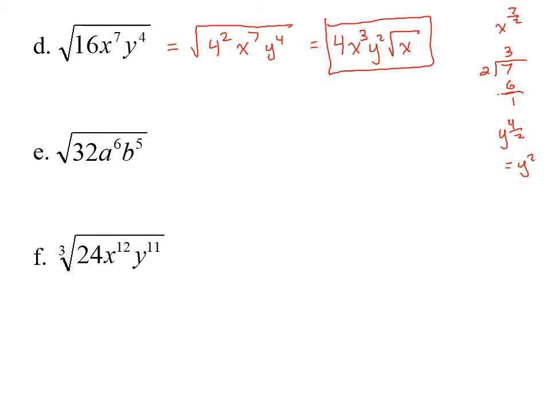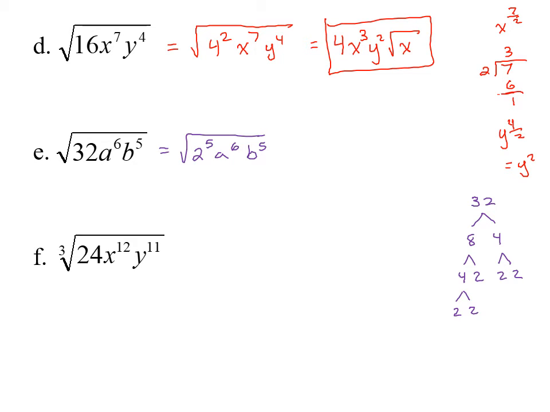Okay, on part E, we have the square root of 32. The 32 does not simplify quite as well as your 16 did on the previous one. So 32 would be, say, 8 times 4, which would be 4 times 2. The 4 would be 2 times 2, and this 4 would also be 2 times 2. So I could rewrite this. This is actually just a whole bunch of 2's. There are 5 2's. So I have 2 to the 5th, a to the 6th, b to the 5th.